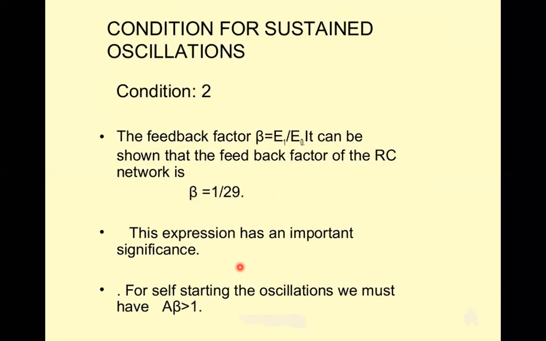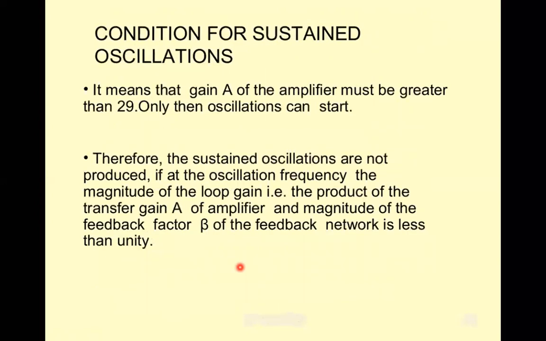And what are the other conditions? The feedback factor beta is equal to E1 by E0. It can be shown that the feedback factor of the RC network is beta equal to 1 by 29. This expression has an important significance. For self-starting oscillations, we must have A beta greater than 1. It means that the gain A of the amplifier must be greater than 29. Only then can oscillations start.